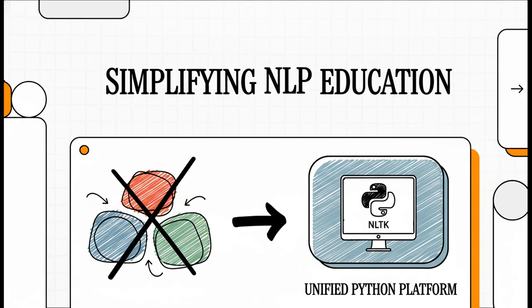Welcome to The Explainer. Today, we're digging into the story behind a toolkit that pretty much taught a whole generation of programmers how to talk to computers. It's called NLTK, the Natural Language Toolkit, and its creation, way back over 2 decades ago, solved this massive problem in how we teach one of the most complex fields in computer science.